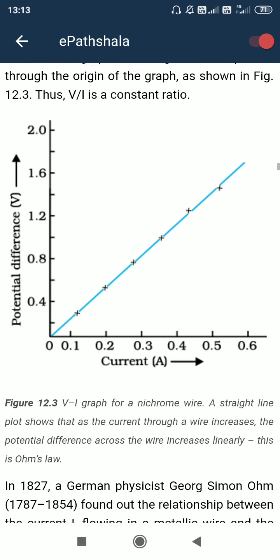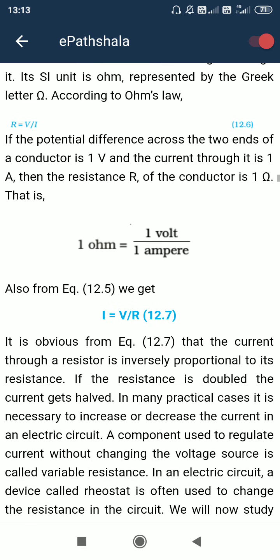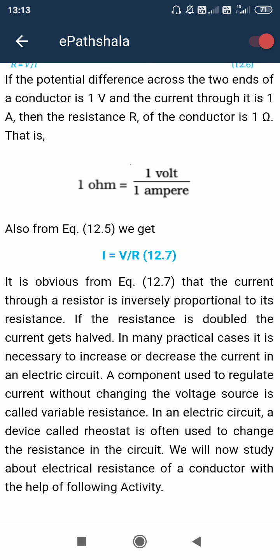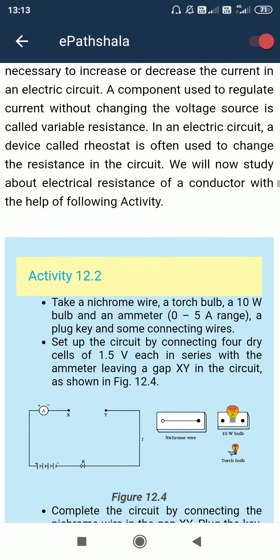You can see this graph showing potential difference. As we increase the potential difference, the current increases when the material is the same. You can notice a straight line diagram is obtained. The unit of resistance is ohm. We need to remember that the unit of resistance is ohm, the unit of potential difference is volt, and the unit of current is ampere.